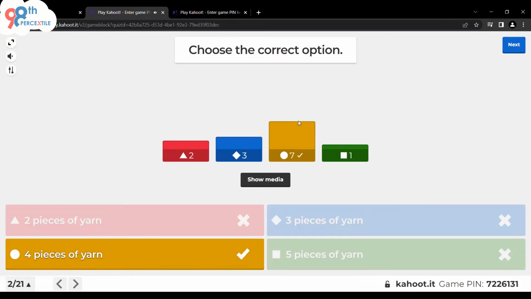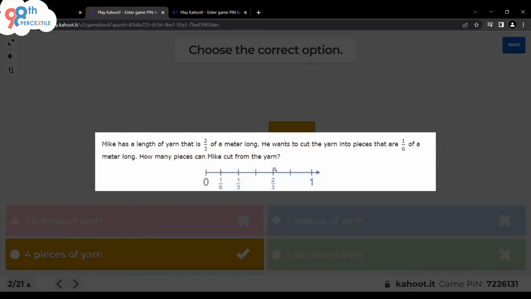Okay, so that's good to see 7 of you getting the answer correct. So let's see what the question was. The question said Mike has a length of yarn that is 2/3 of a meter long. He wants to cut the yarn into pieces that are 1/6 of a meter long. Okay, now how many pieces can Mike cut from the yarn?